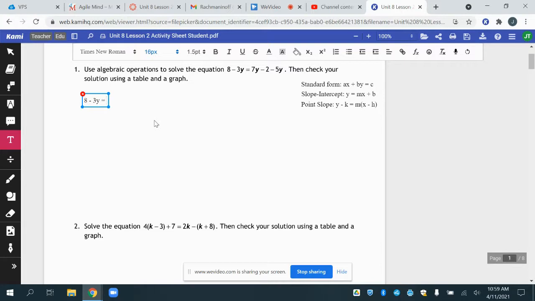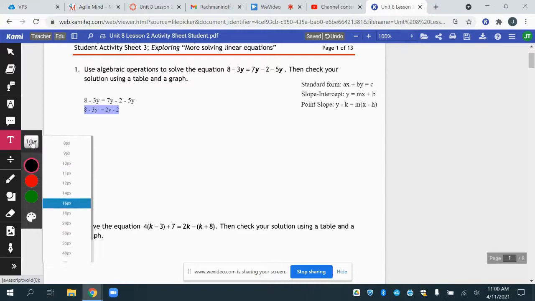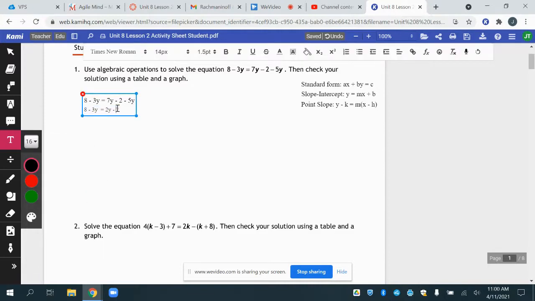3y equals 7y minus 2 minus 5y. Okay, so we've got that. One thing I notice is that these are being added and subtracted. I have 7y minus 2, and I'm going to take 5y's away from that. So then I will have 8 minus 3y still over here, and I'll have 2y's left over here, minus 2.